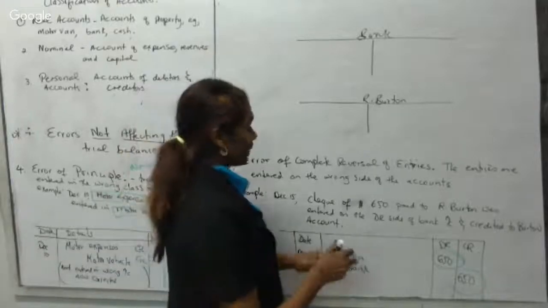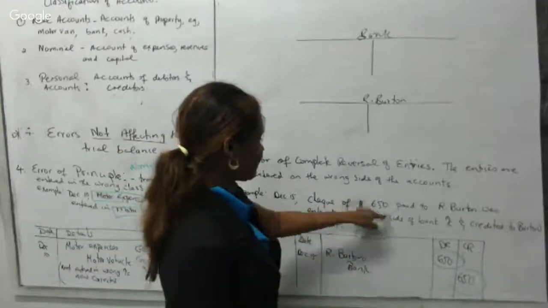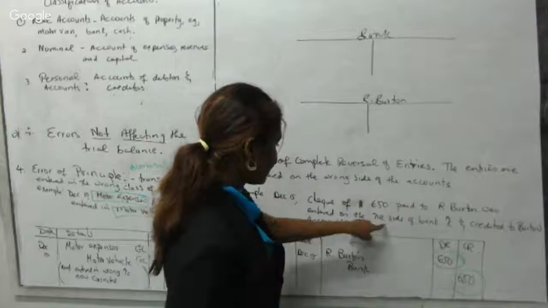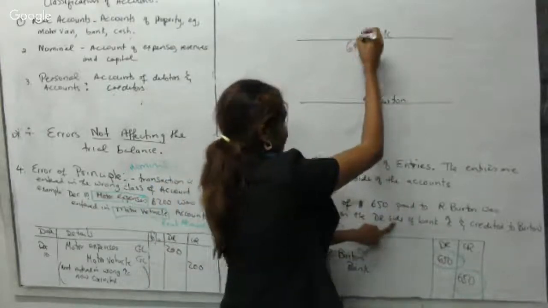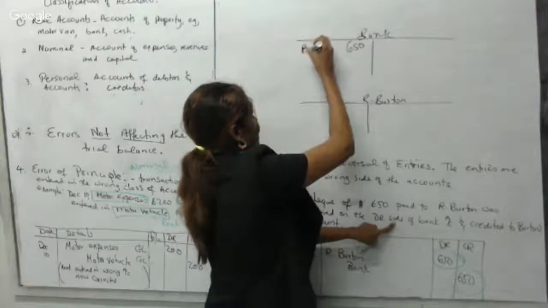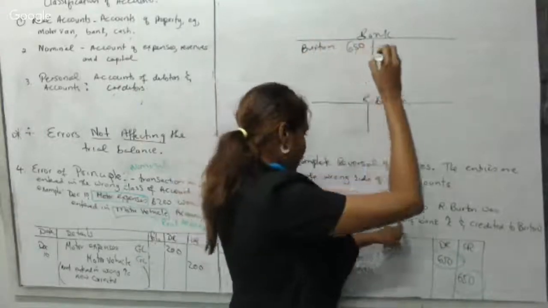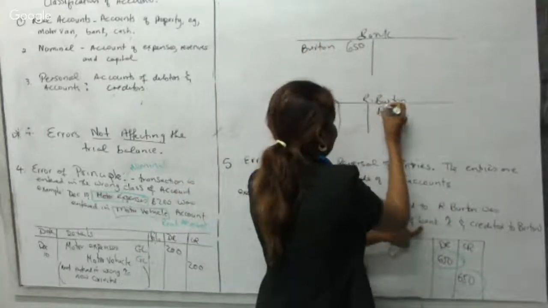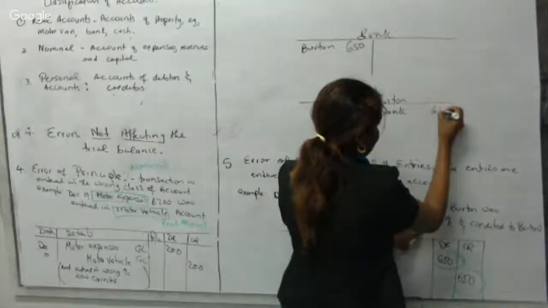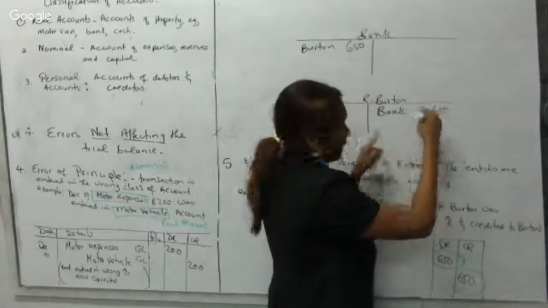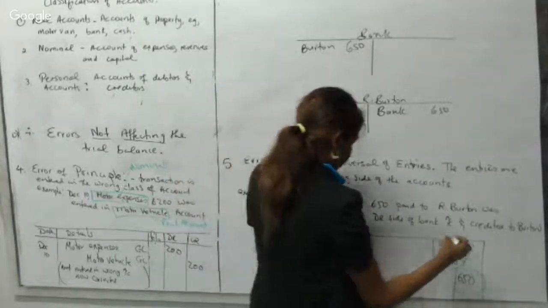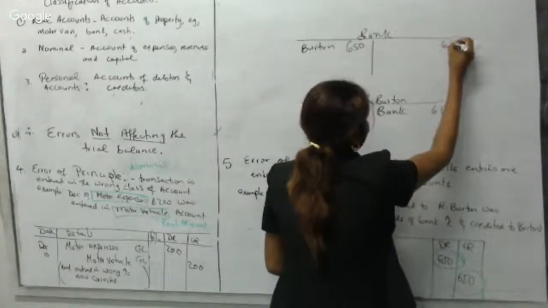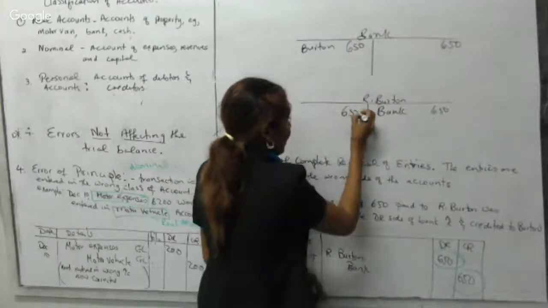Alright, come on guys, look at this. A check of 650 paid to Albert was entered on the debit side of bank. So this is the error, right? They had 650 here, Burton, and in Burton's account they have credited 650. Now this we know is wrong, right? Because it's supposed to be credit bank and debit Burton. Now what you guys have just done is that you have debited Burton and you've credited bank.